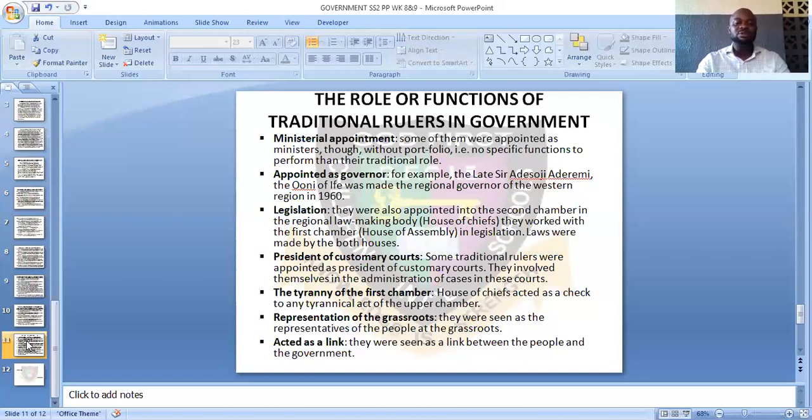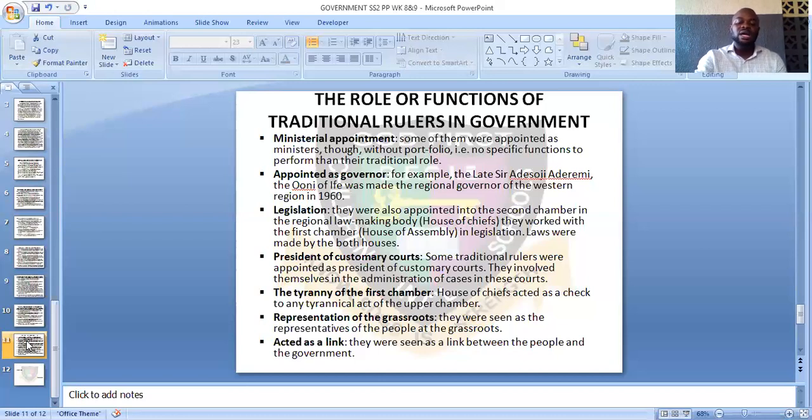They were seen as a link between the people and the government, because the traditional rulers know the government, the government recognizes them, and the people recognize the traditional rulers. So when the people go to the traditional rulers to lodge complaints, the traditional rulers will call on the government for help, and such help will be received immediately. So that is how they serve as a link.